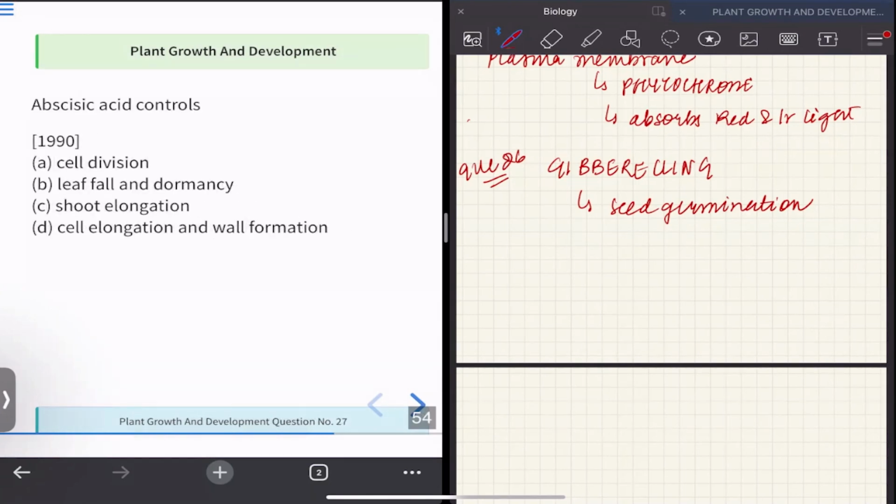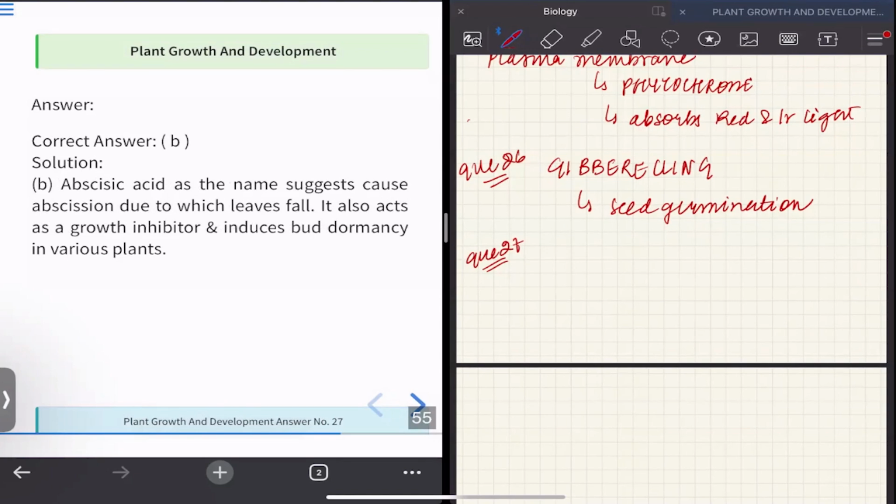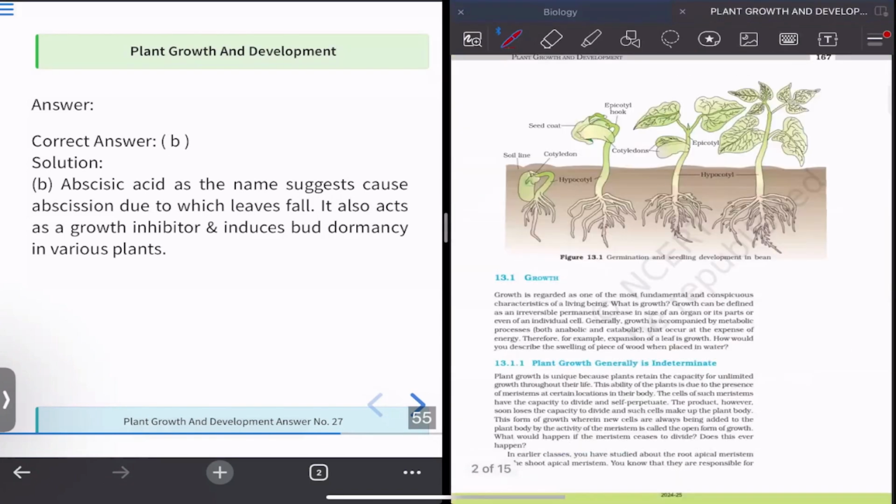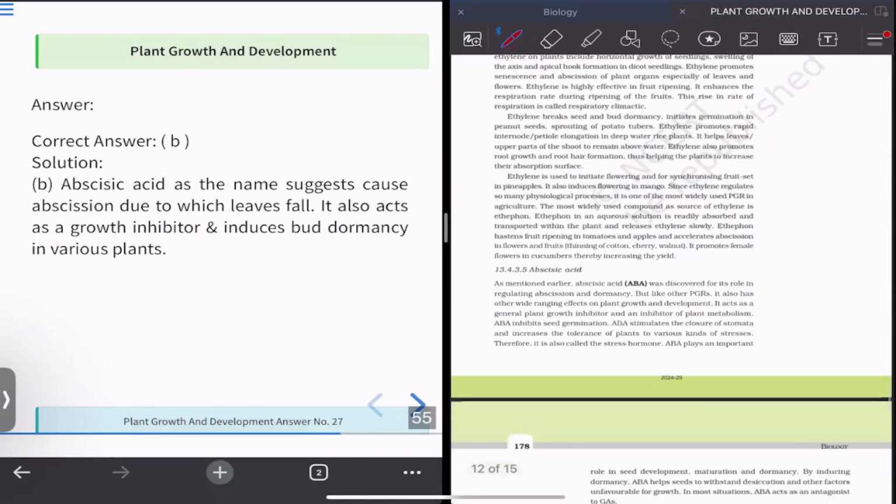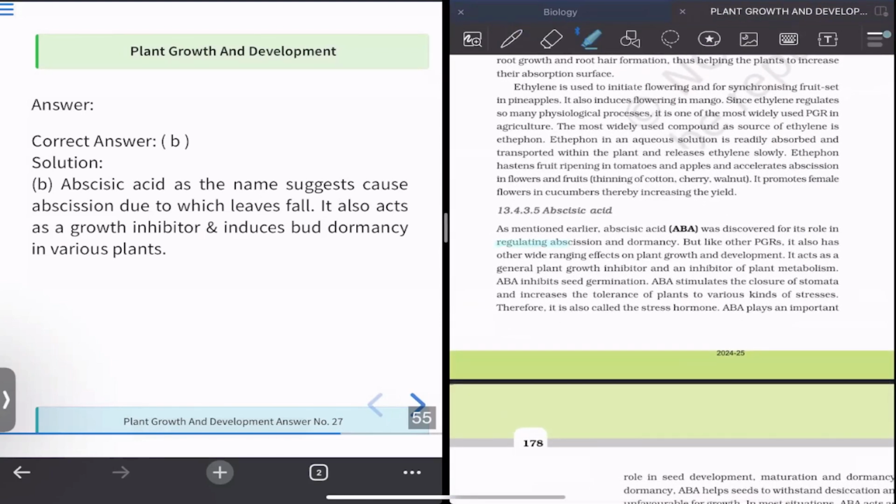Okay. So moving on to the next question, we have abscisic acid. What is the function of abscisic acid? In the beginning of the session, I explained to you the classification of plant growth regulators. There was one group which promoted such activities, and the other one which decreased cellular activity or cellular growth. Abscisic acid was under category 2. It controls leaf fall and dormancy, the activities which are opposite to that of cell growth. As the name suggests, abscisic acid causes abscission, due to which leaves fall. It also acts as a growth inhibitor, and it induces bud dormancy in various plants. So abscisic acid regulates abscission and dormancy.